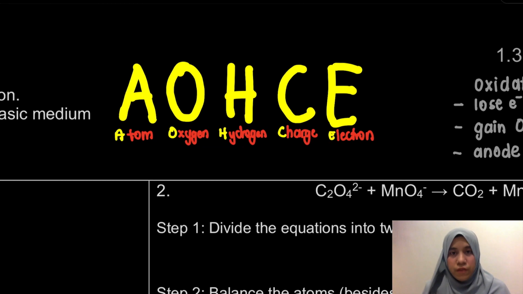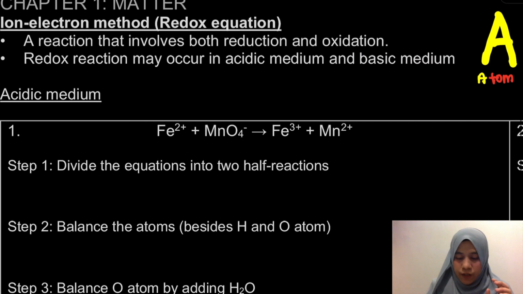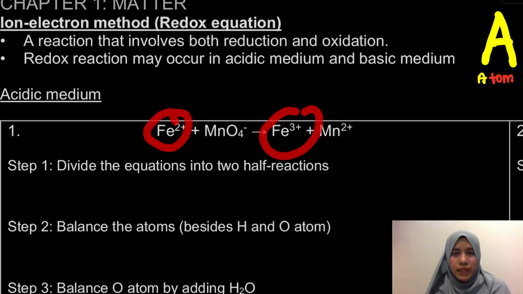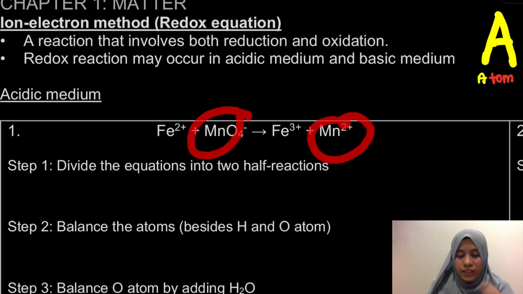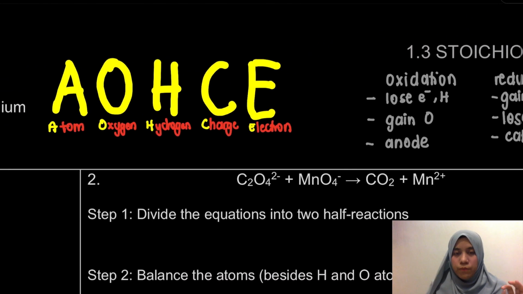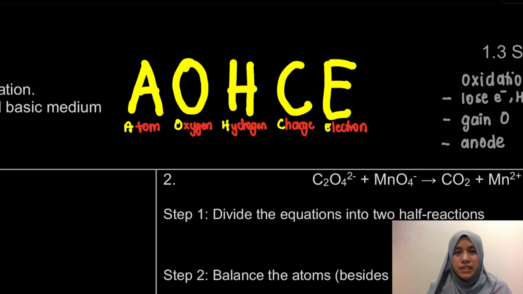First and foremost, we're going to balance the atoms. The atoms are those other than oxygen and hydrogen. So for example, in this equation, the ferrum with the ferrum. So those are our atoms. We don't want to look at our oxygen and hydrogen yet. For this one, Mn with Mn, so first we must make sure our Mn is balanced. So the first step is balancing the atoms besides oxygen and hydrogen.